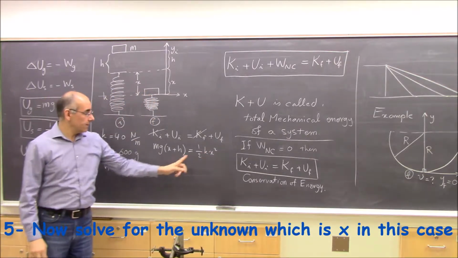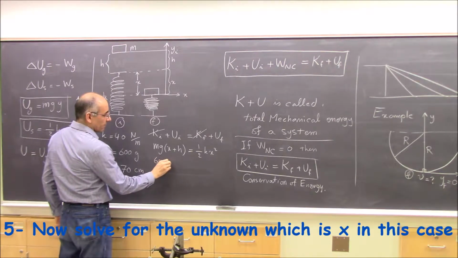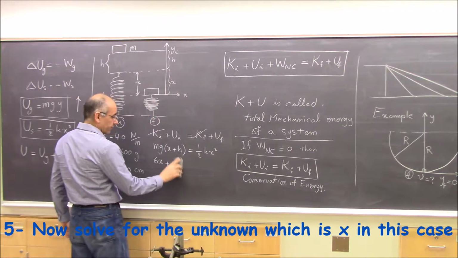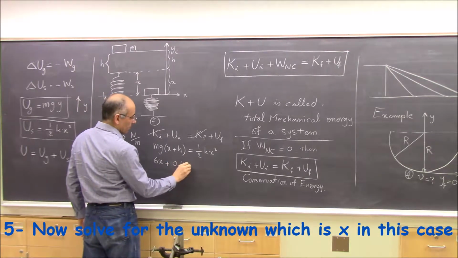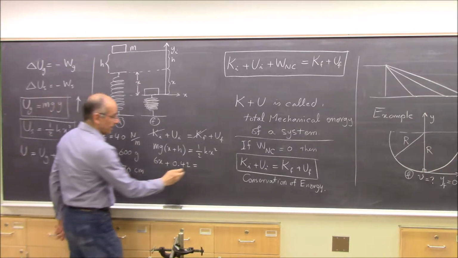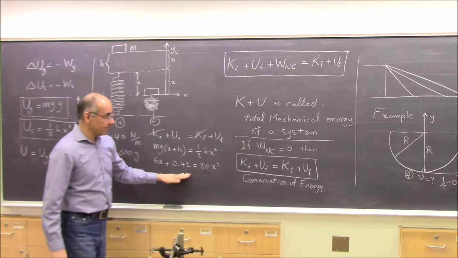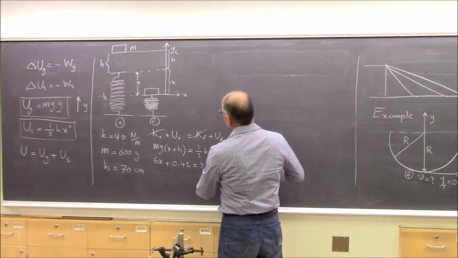So now you know the mass. So 6x plus 0.42, right? Equals 1/2 k, which is 20x squared. So you have this equation. Now you have to solve it. So put everything on one side.